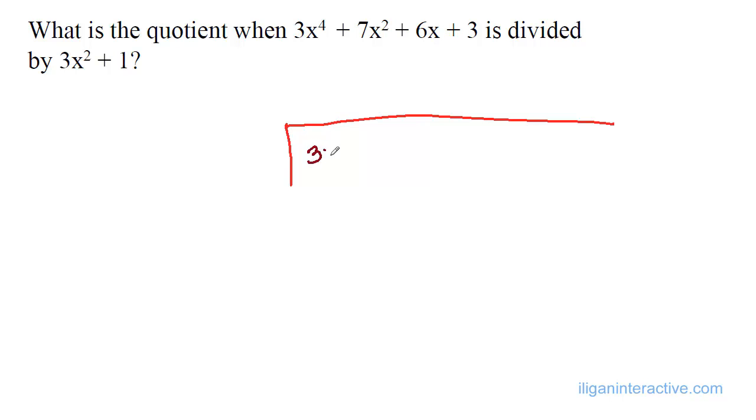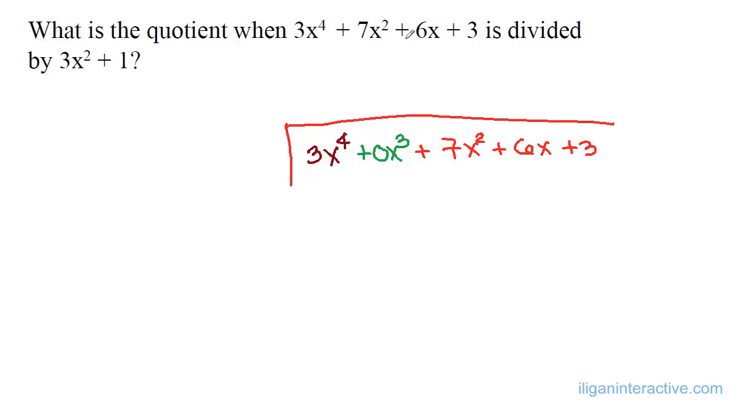So we start with 3x to the fourth and we leave some blank in place of those. Here, as you can see, there's no x cubed, but we could just write 0x cubed. That will just be 0 plus 7x squared plus 6x plus 3. And that is important because it will be helpful in aligning the terms when we are dividing.